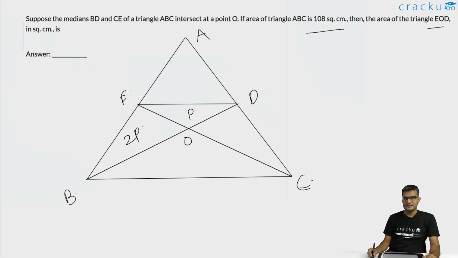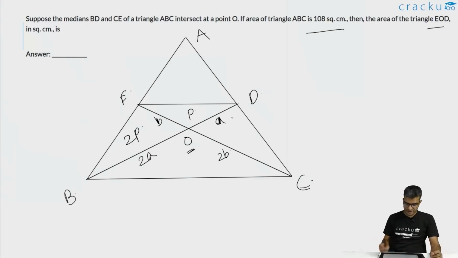Why is that the case? The reason is that O is the centroid of the triangle ABC, and every centroid divides the median in the ratio of 2:1. So this will be 2 and this will be 1. The length of OB to that of OD is 2:1. Similarly, the length of OC to OE will also be 2:1. So this will be 2 and this will be 1. Just for the sake of understanding, this can be 2A and this will be A, and this will be 2B and this will be B.